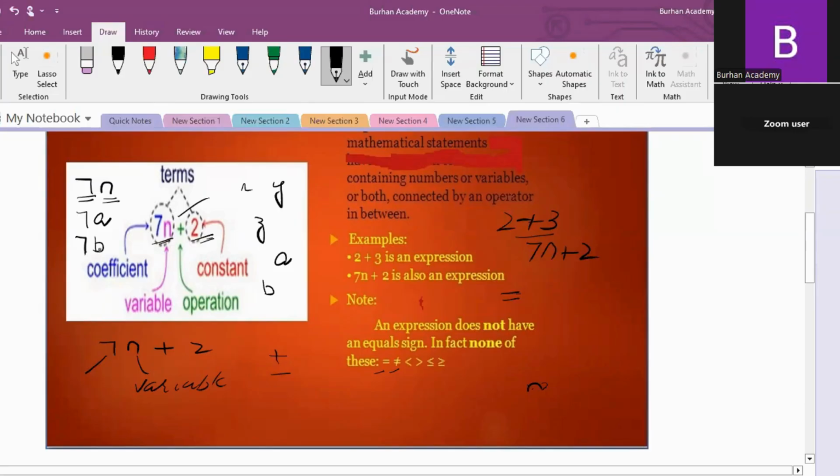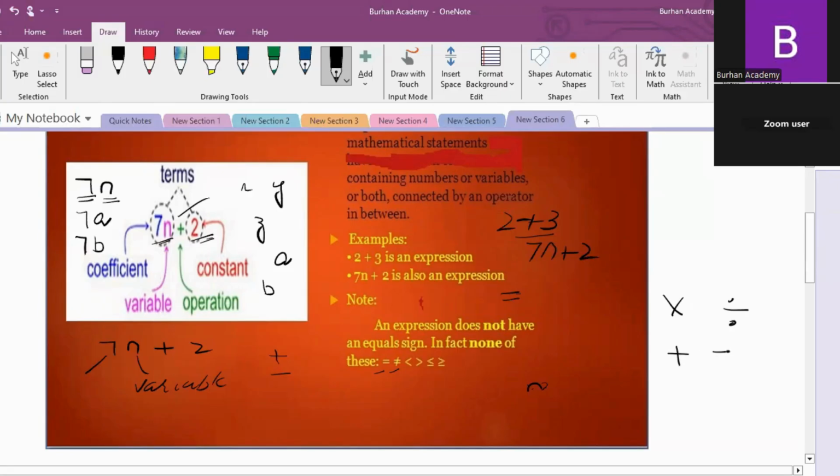As long as a variable is concerned, whether it is n or a or b, it can take any value. Plus or minus are operators, and they separate the terms. The sign of multiply or divide cannot separate the terms. The terms are separated by the sign of plus or the sign of minus.